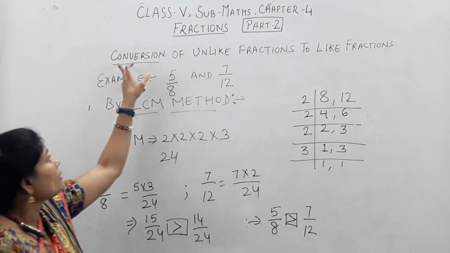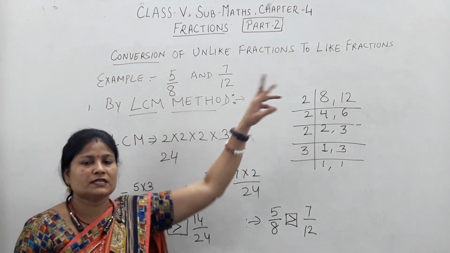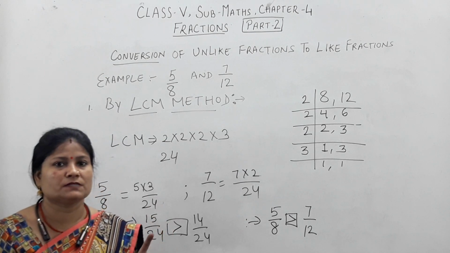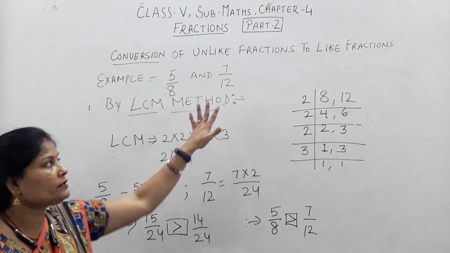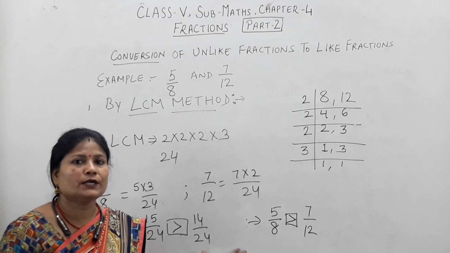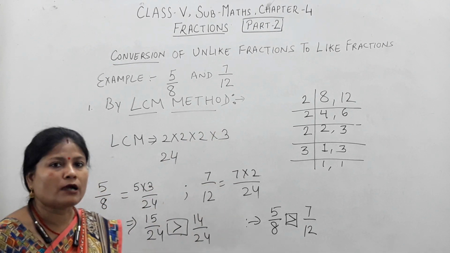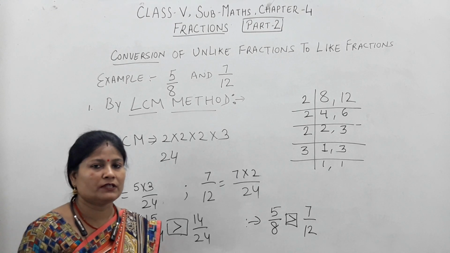So, conversion of unlike fractions to like fractions I have done by two methods. First one is the cross multiply method. Second one is the LCM method. After converting to like fractions, I can do all the operations and I can do comparison also. So we have compared with the examples.